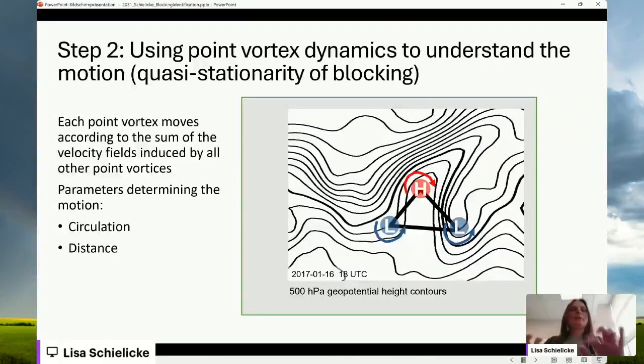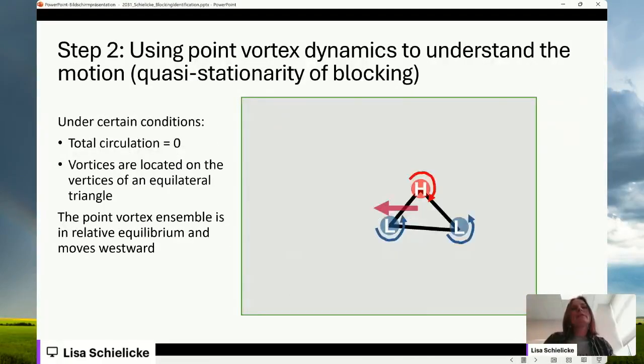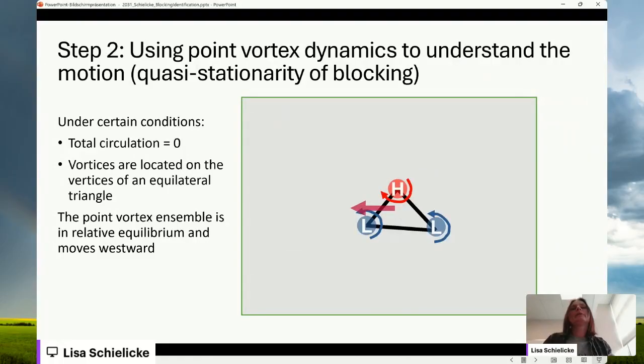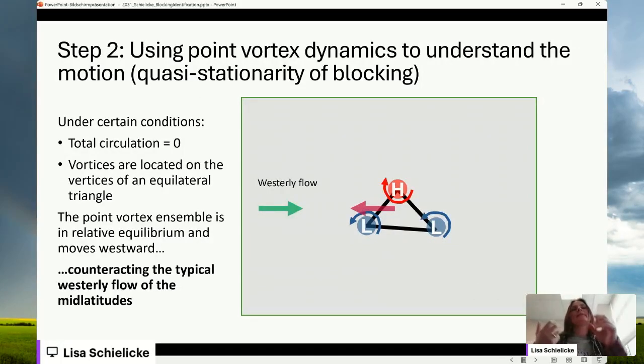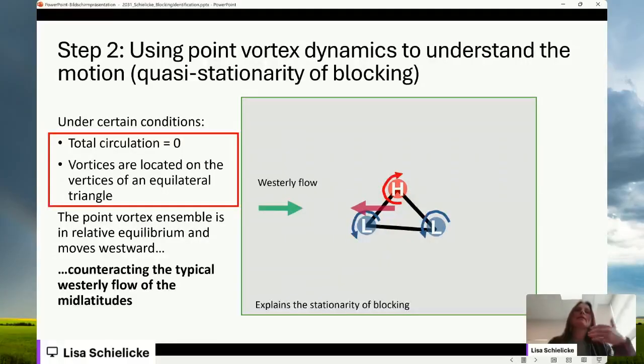So now we just have our 3 point vortices, and these move as a vortex example under certain conditions towards the west. And these conditions are that the total circulation of this 3-point vortex system is 0, and the vortices are located approximately at an equilateral triangle, but you see in reality it's not an exact equilateral triangle. And then this system is counteracting our typical westerly flow, and this can explain the stationarity of blocking.